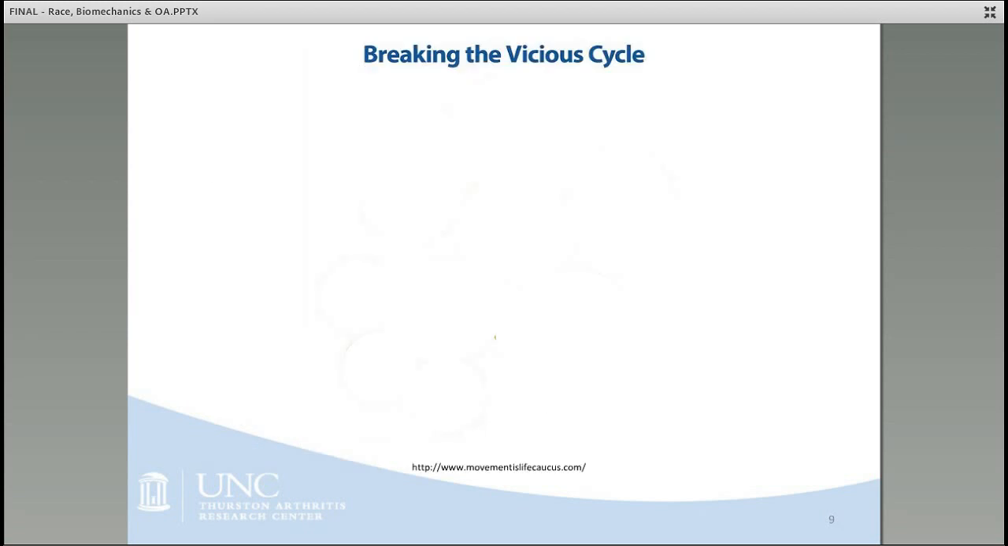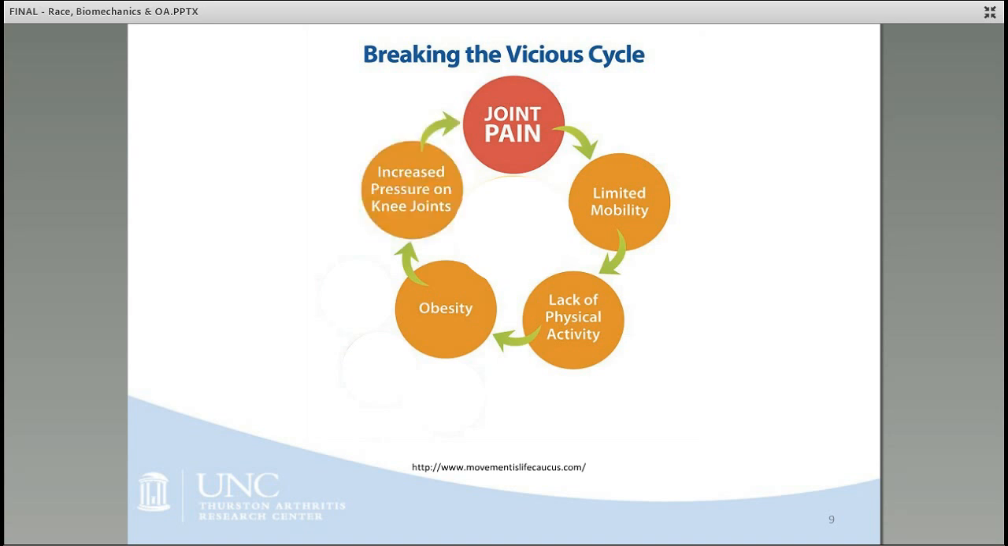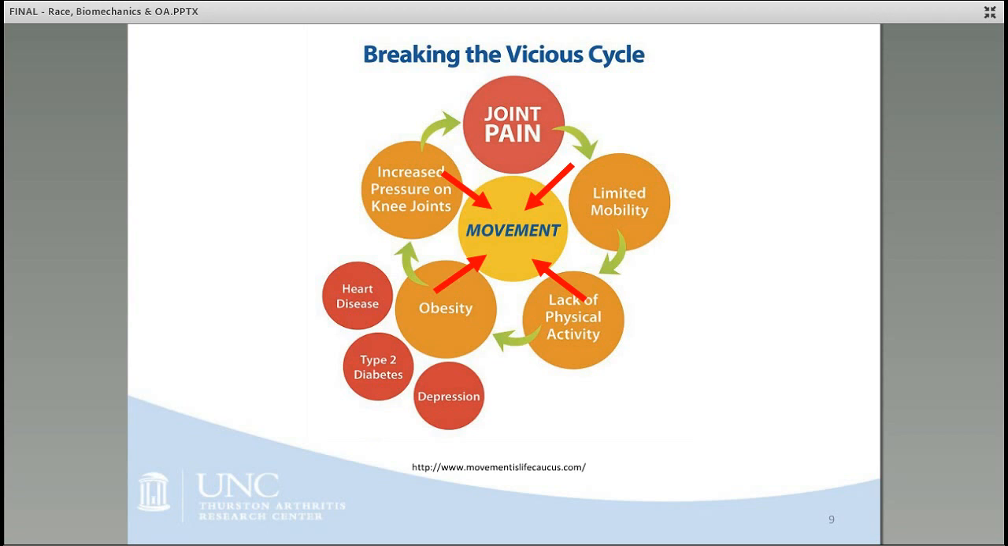So we understand that everything is connected. With joint pain comes limitations in mobility, and that brings about reductions in the amount of physical activity one has, and that can lead to weight gain and obesity, which can lead to increased contact forces and pressure on the joints, resulting in further cartilage deterioration and increased joint pain. And of course, intermingled with that are cardiovascular disease, diabetes, and depression, which are common comorbidities of osteoarthritis. And at the center of this cycle is movement.